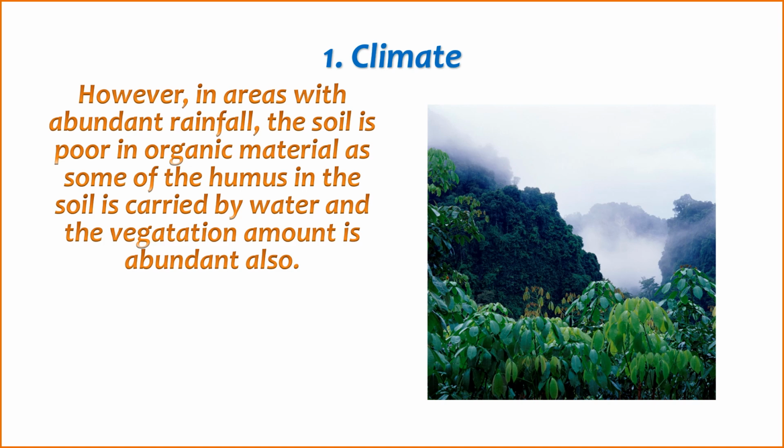Abundant vegetation. While high rainfall supports lush vegetation, the relationship between vegetation and soil organic matter can be complex. In some cases, the abundant growth of vegetation contributes organic material to the soil through leaf litter, root turnover, and decaying plant matter. 3. Organic matter redistribution. Transport by water. On the other hand, as you rightly pointed out, water can also transport organic matter away from certain areas. This redistribution can lead to variations in organic matter content across the landscape.